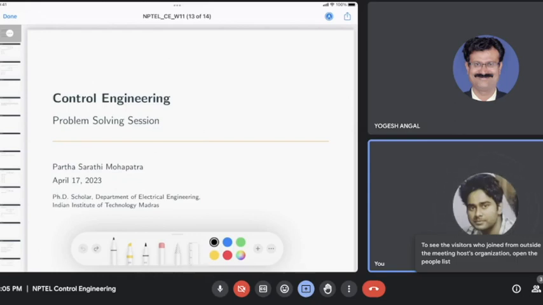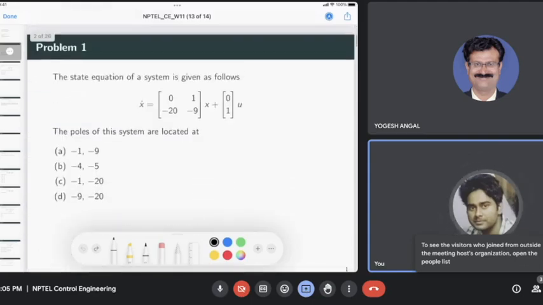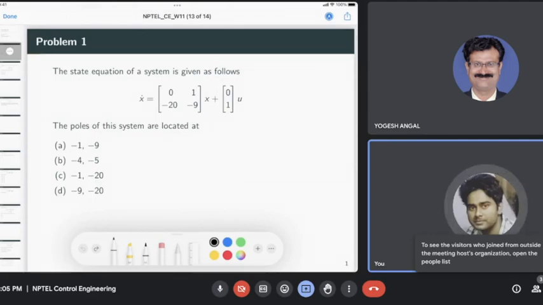We'll focus now only on the state space, and we'll solve some very simple and basic types of problems. In the first problem, we are given a state space representation. Only the state equation is given. It's a second order system, as you can easily see.